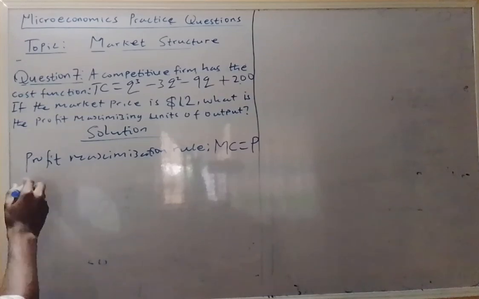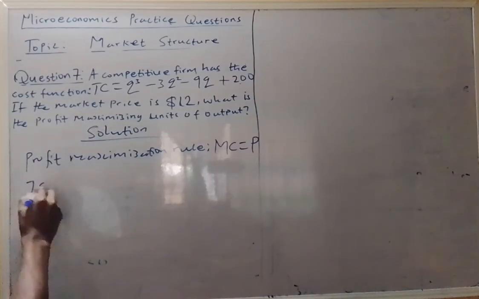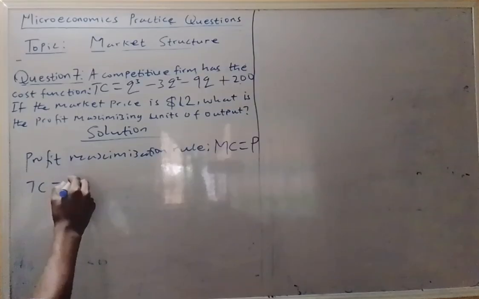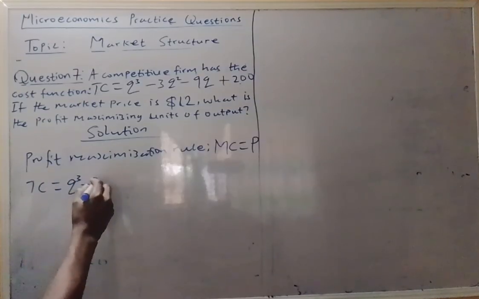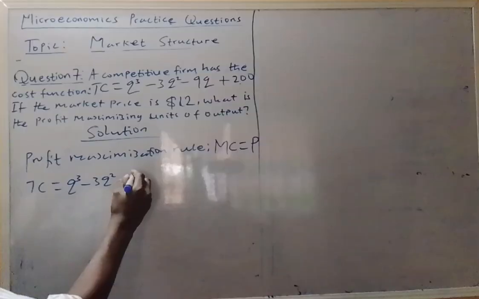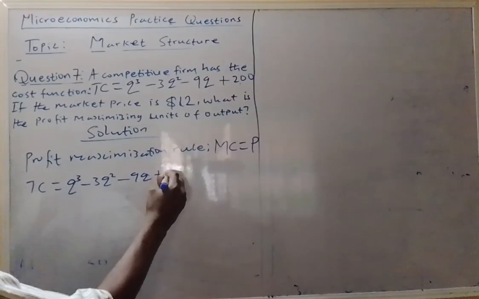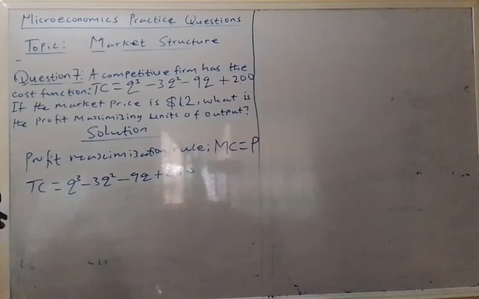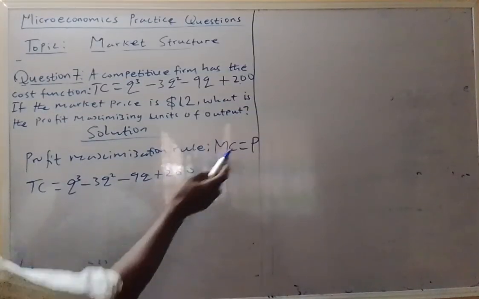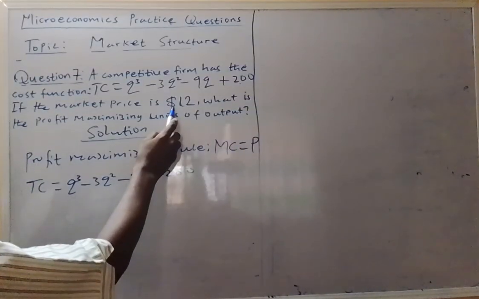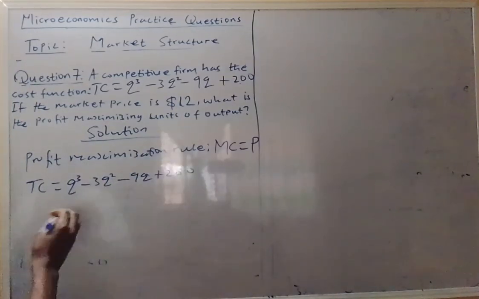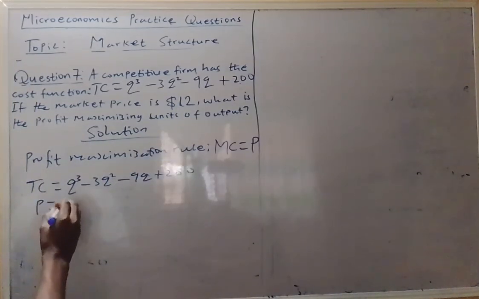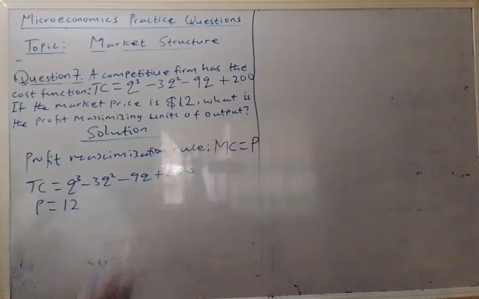So let's go. Also recall that you have your TC here as Q raised to power 3 minus 3Q squared minus 9Q plus 200. Now we are given a total cost function. From this total cost function, we are going to derive the marginal cost function and set it equal to the price in the market we are given. We know the price is equal to 12, but we don't know MC. So we need to derive our MC from the total cost function.